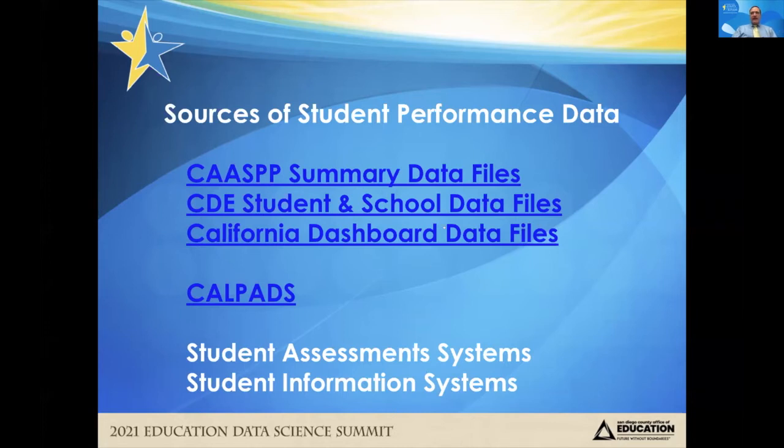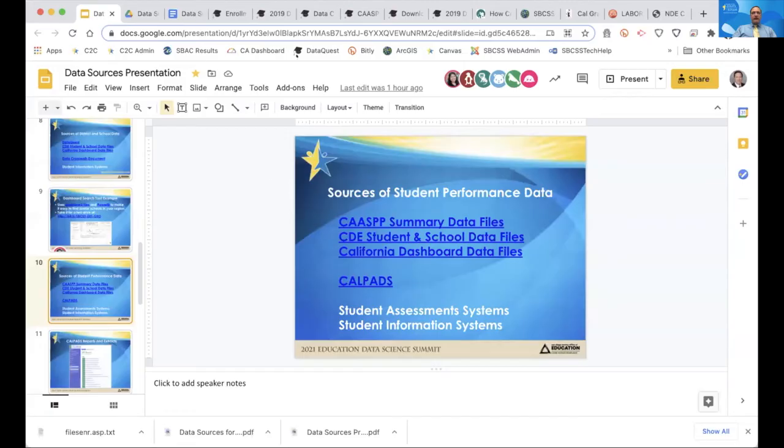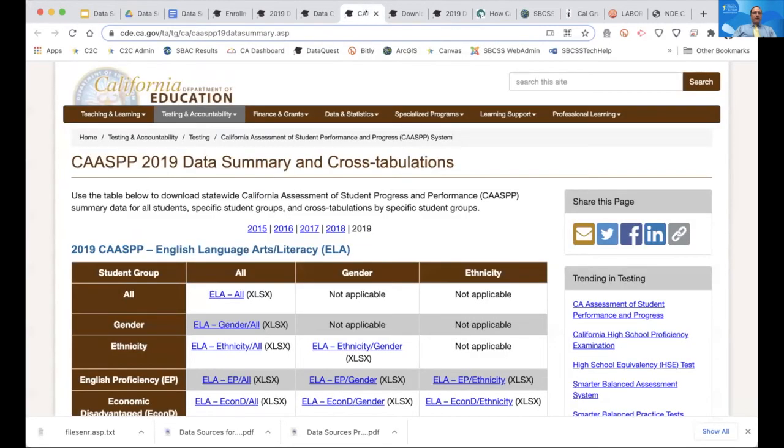There are also the CDE data files. We showed you where those were. We showed you the dashboard files as well. And then again, CALPADS has some reports. So I'm going to jump back out of here, keep going down my tabs and bring it down a little bit so I can see. So this is the CAASPP data file, and this is what it looks like.